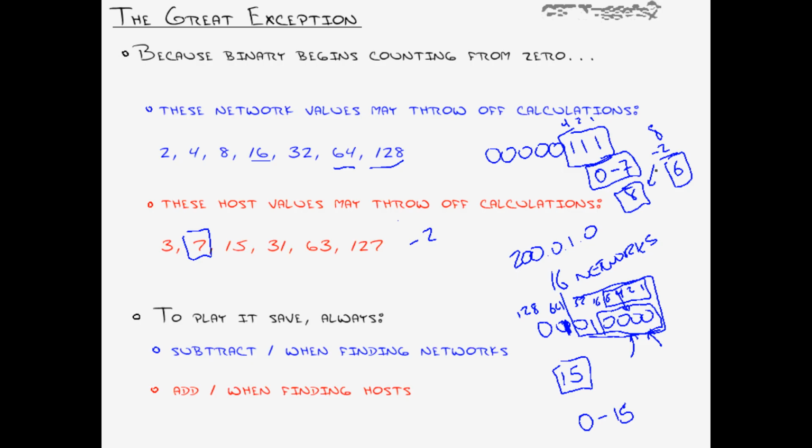So I don't need to get into all the technicalities of why this is the way it is. To play it safe, this is the rule: always subtract 1 when finding the number of networks. Meaning, if the scenario that you're trying to solve says, I want you to figure out 128 networks, well, subtract 1 and figure it out for 127. Or if it says, I want you to figure out 30 networks, subtract 1 and figure out for 29. It will never hurt you to do this on whatever calculation you're trying to figure out. It will only help you because it will avoid all of these specialized scenarios.